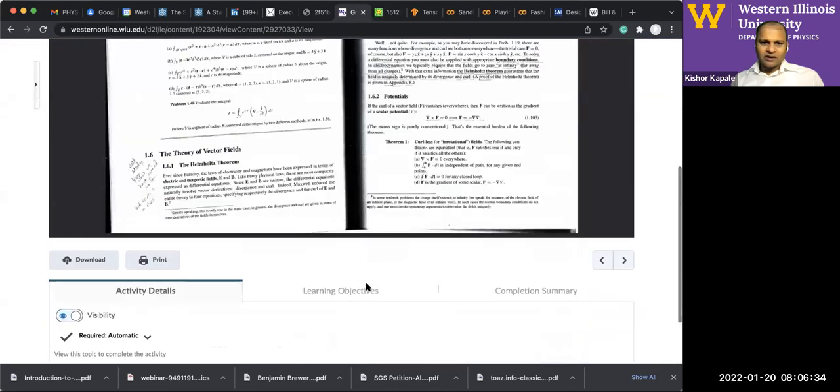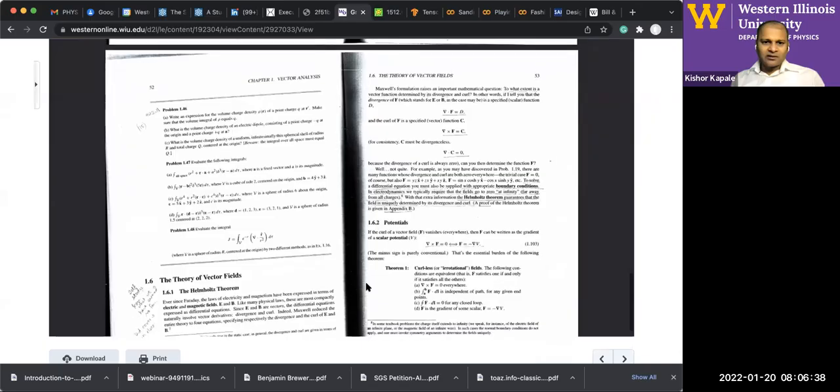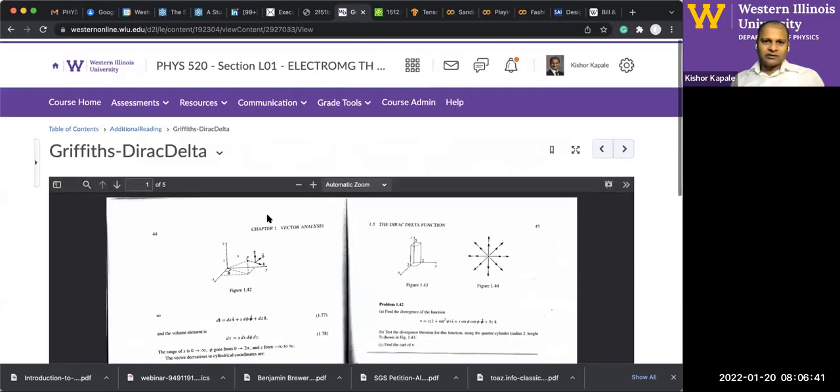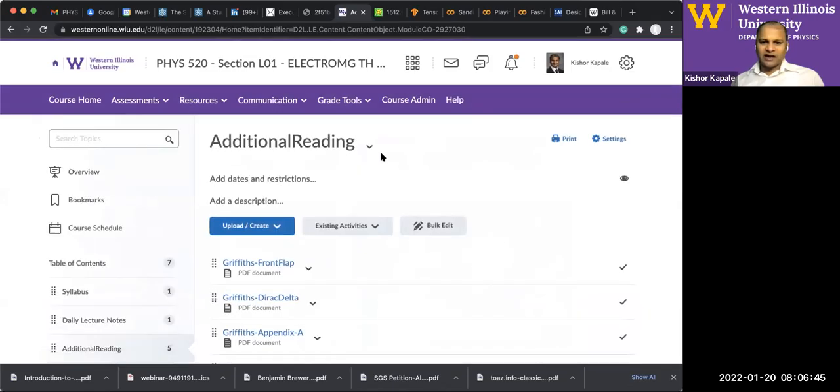So it's a copied page and then scanned, so it looks a little weird, but you get the idea. It's there for you to get more help with. The Dirac delta function is an extremely efficient mathematical tool for handling a whole lot of interesting situations in E&M as well as in quantum mechanics.